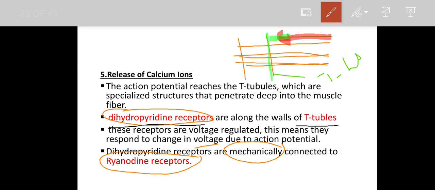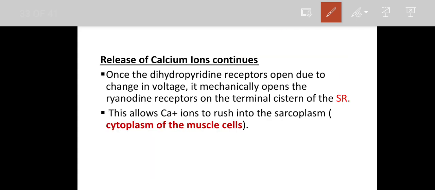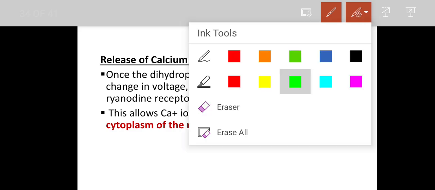Now the action potential has moved down, right? And it has come in contact with the ryanodine receptors. Let's see what happens. We are still on release of calcium, and this is point number 5. Once the dihydropyridine receptors open due to that action potential, due to the change in voltage rather, it mechanically opens the ryanodine receptors on the terminal cisterna of the sarcoplasmic reticulum.